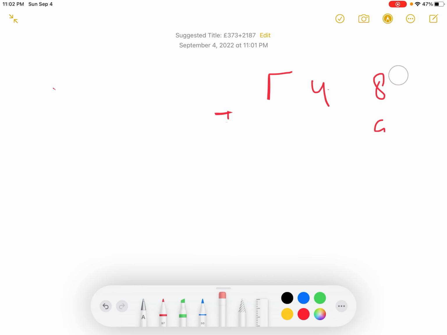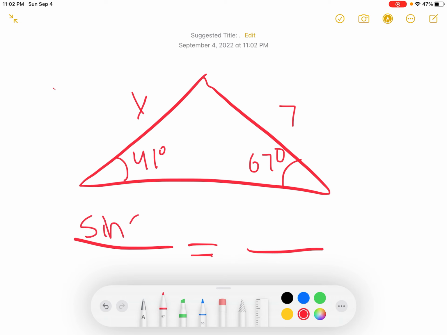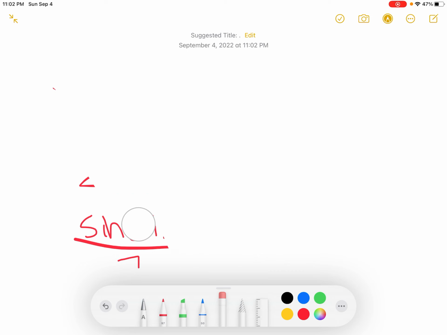Okay. There's the law of sines and the law of cosines. Law of sines: let's say you had a triangle like this. This was 41 degrees, this was 67 degrees, this was x, this was 7. You're trying to find x. How could you find it? Well, it's kind of just like ratios almost. You have the sine of something and the length, and you have to use the ones that are across from it. And that's how you could find x. That is the law of sines, not that commonly used, but you could see it.